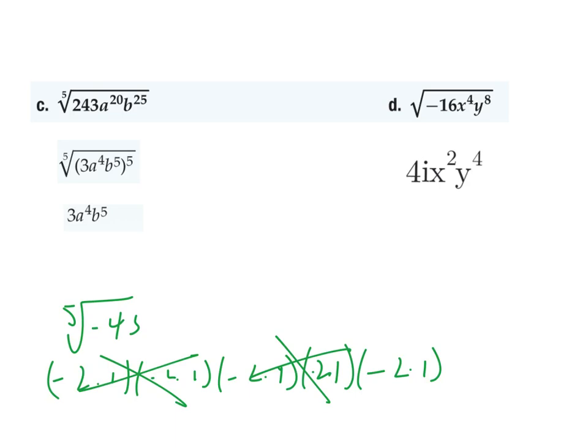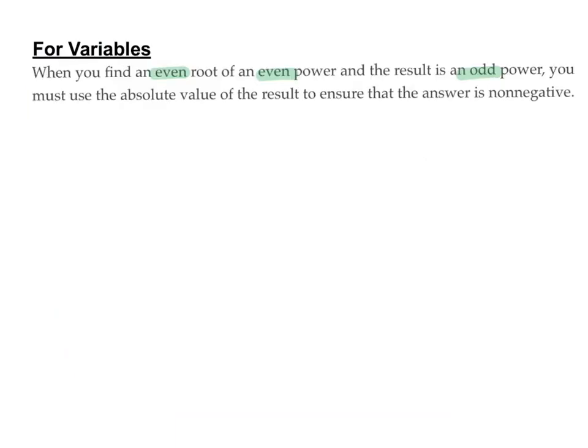But for an odd index, you can multiply a negative by itself an odd number of times and get a negative, or you can multiply a positive by itself an odd number of times and get a positive. So you can get positives or negatives when the index is odd. But when it's even, that's when you have to be on guard. And that's what this next section is about.